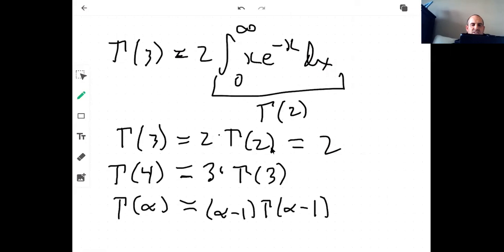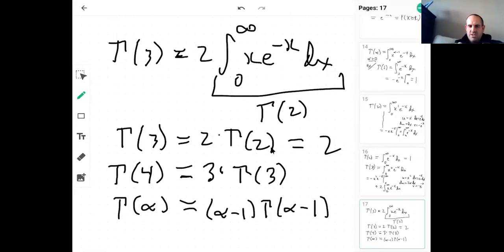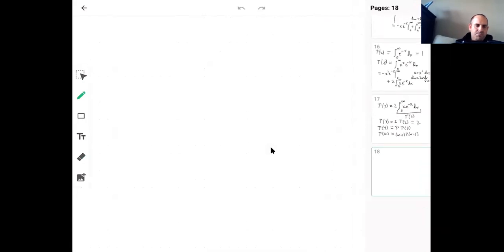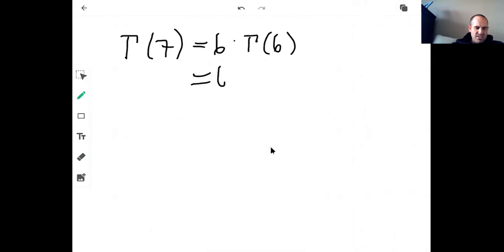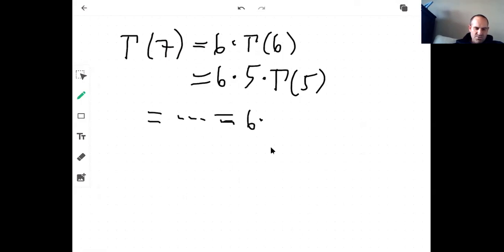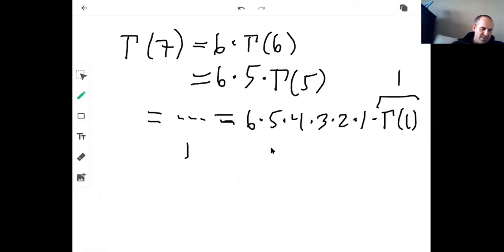So for instance, if you have something like gamma of 7, this will be 6 times gamma of 6, which will be 6 times 5 times gamma of 5. And then you could say, well, how far down is this going to go? Well, it'll be 6 times 5 times 4 times 3 times 2 times 1 times gamma of 1. And what's gamma of 1? Well, that's just 1. So notice gamma of 7 is 6 factorial.